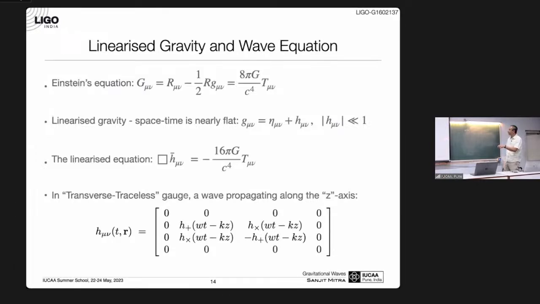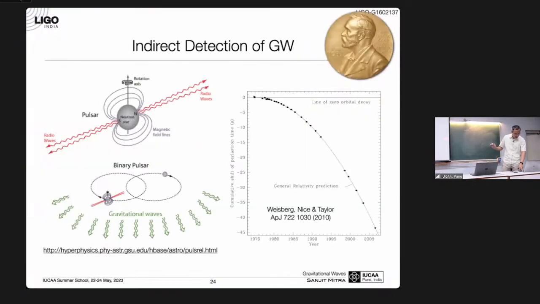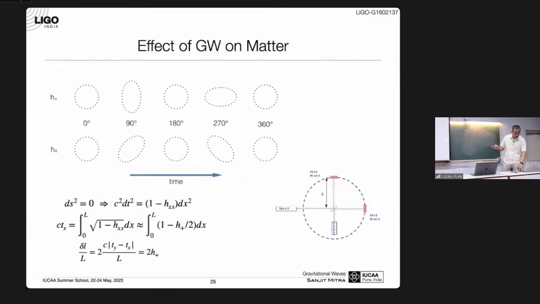So it's a diagonal matrix. And that too, only one component is independent, because this is h plus and this is minus h plus. So we'll have to worry about only one component. This makes life very easy. But in that coordinate system, the coordinates of individual test masses are not going to change when gravitational waves come, because it is only the metric fluctuations.